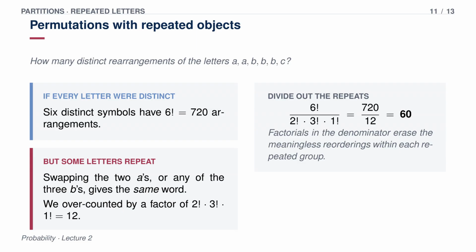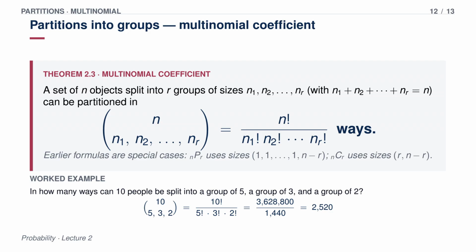Now, if you take a step back and generalize this idea of splitting a massive pool into smaller, specific-sized chunks of identical items, you arrive at the final concept for today, the multinomial coefficient. This is the ultimate boss-level formula for partitioning objects into multiple groups.